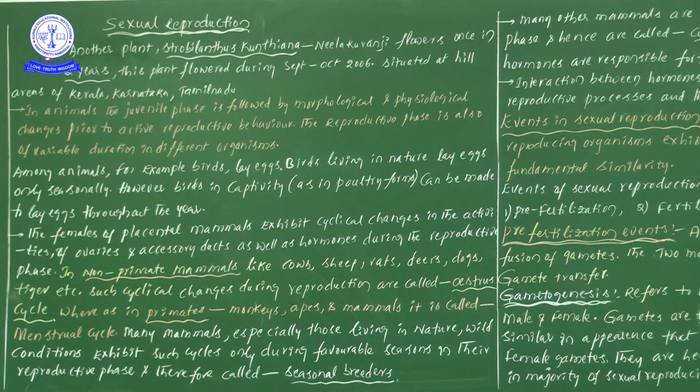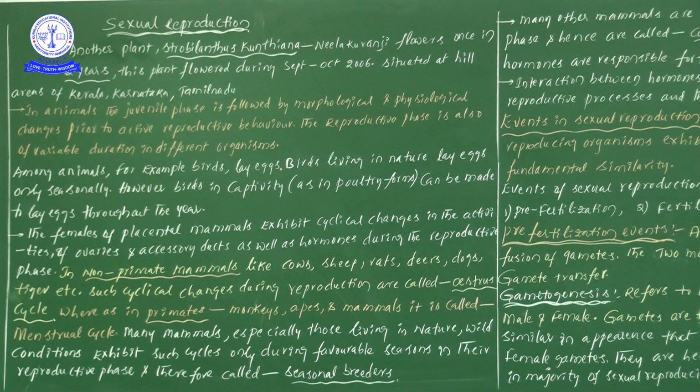So, continuing from the previous video, what information did we discuss? Suppose there is a bamboo tree. That particular bamboo tree produces flowers only once in its life cycle, and that too after attaining the age of 50 to 100 years. It produces a huge number of flowers and seeds, and then it dies. That is the example we have seen.